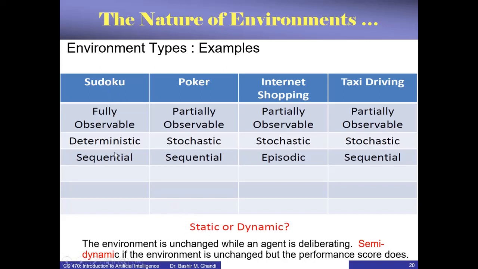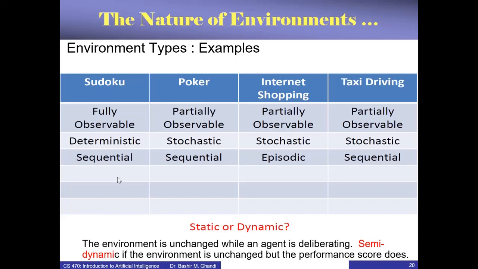So for the Sudoku game, definitely it is static. As we said earlier, the values that should be in each cell are fixed from the beginning. All that the agent is trying to do is to identify what exactly they are. But the amount of time he takes in deciding the value that should be in a certain cell will not change the environment. The environment will remain static. So Sudoku is static.